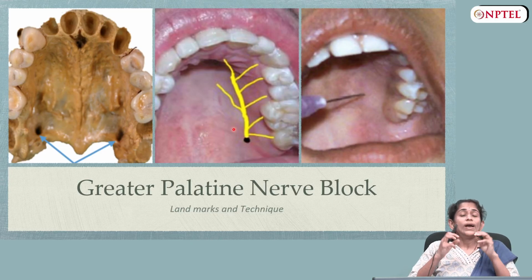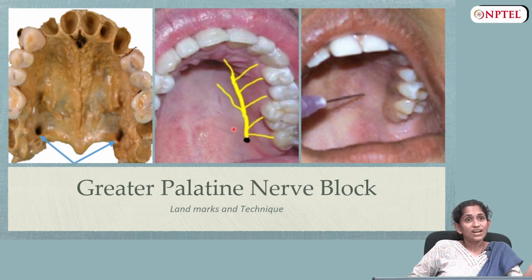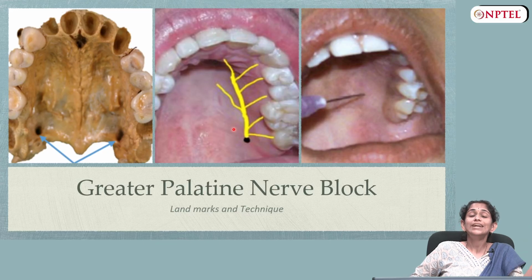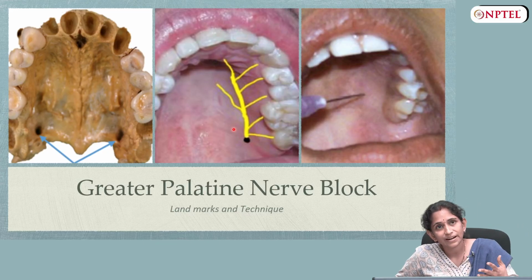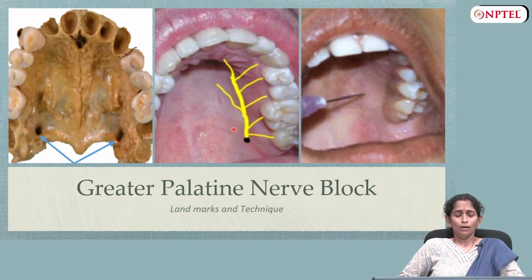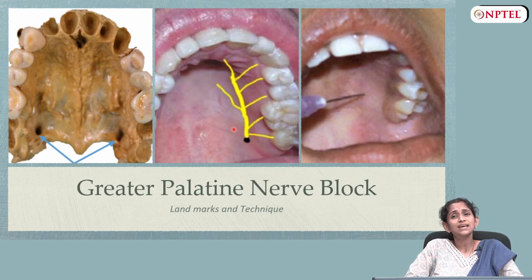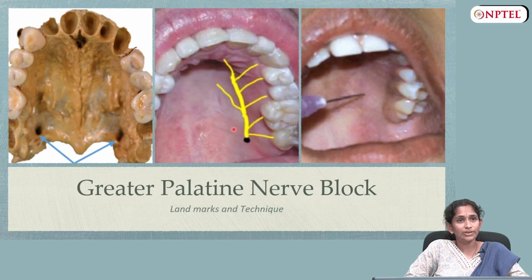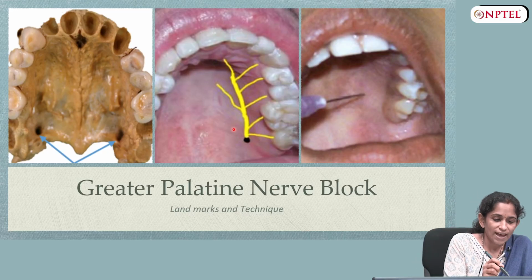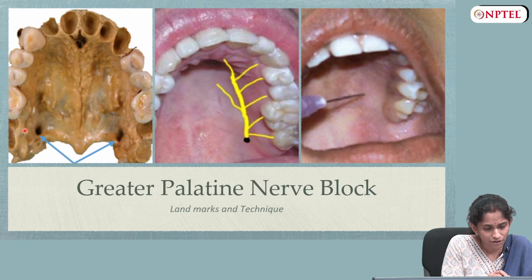Now, when is this block indicated? Whenever you are doing an extraction or any minor surgical procedure on the teeth where you need palatal anesthesia, that is when you have to give the greater palatine nerve block. Now, what are the landmarks that are used to identify the greater palatine nerve? We have to first identify the vertical alveolar shelf.